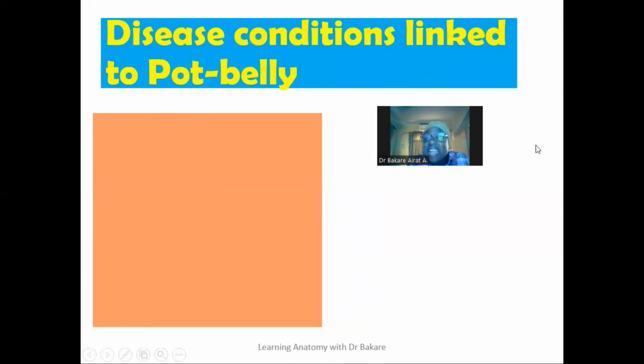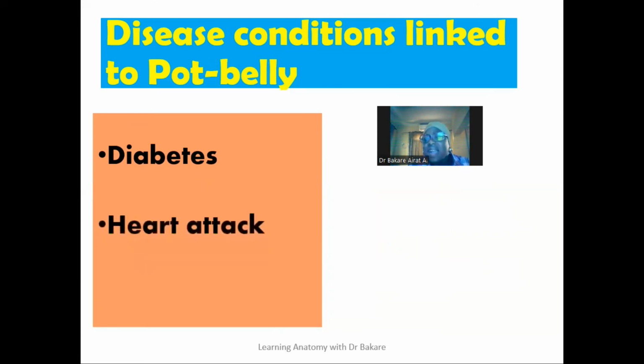Some diseases have been linked to pot belly, and the first one is type 2 diabetes. And this occurs as a result of the body not being able to utilize insulin properly. Also heart attack. And this occurs when fats are converted to cholesterol. And cholesterol will be deposited in the walls of the blood vessels. And when this occurs, there's going to be the narrowing of the lumen of the blood vessels, thereby reducing the quantity of blood that is flowing through it. This may lead to heart attack.